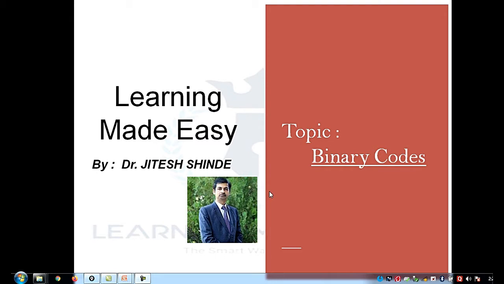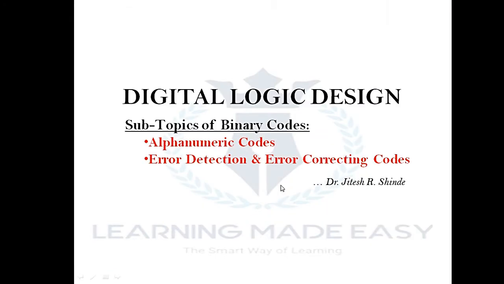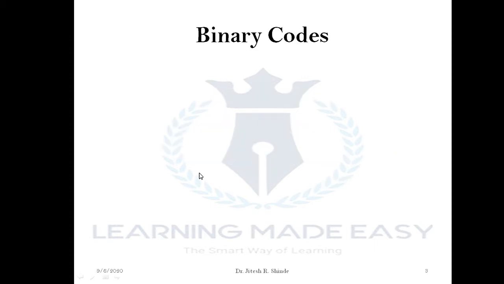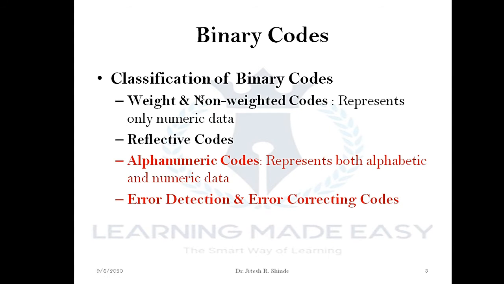This is my fourth session related to binary code. The topics to be covered in this session are alphanumeric code, error detecting and error correcting code. In my previous session related to binary code, I covered the following classification of binary code: weighted code, non-weighted code, and reflective code. An example of reflective code was gray code.